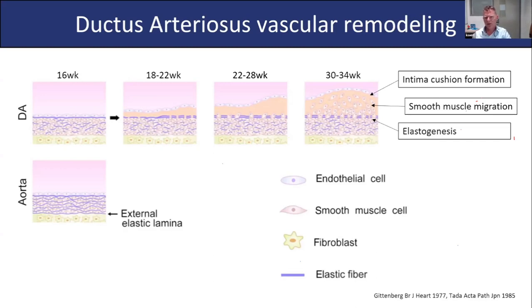It does this by changing its external elastic lamina, called elastogenesis, and then it gets some intima cushion formation where the walls would get smaller and smaller, and then you get some smooth muscle migration into that cushion to prepare for closure earlier after birth.